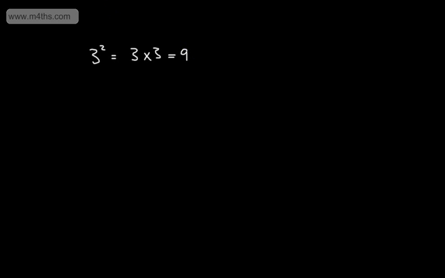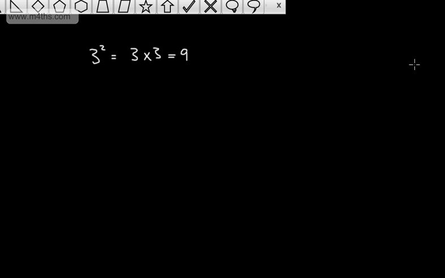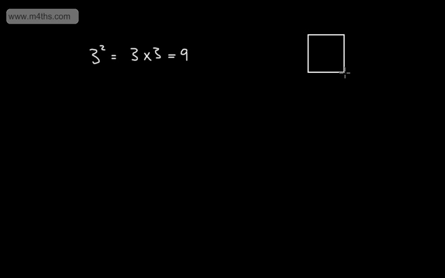If you wanted a visual representation, we could think of a square now with side length of 3 centimeters. So if we had this square just here, 3 multiplied by 3, this would give us the area and this would give us 9. So 3 squared is 9.